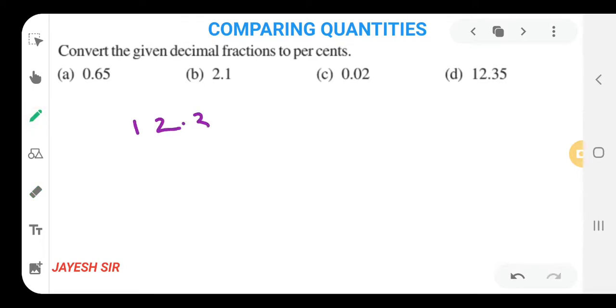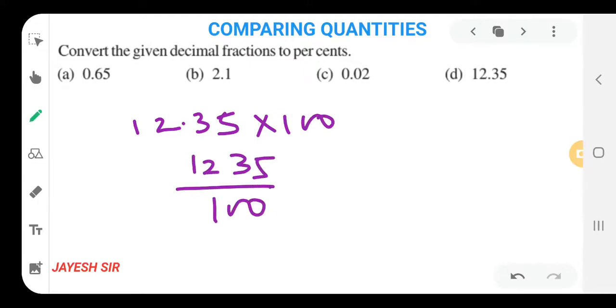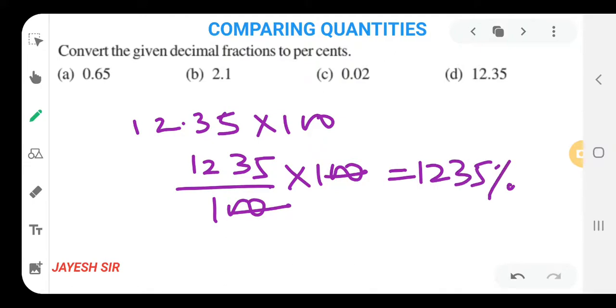Now 12.35 into 100. We want to insert the percentage sign, that's why. So 1235 upon 100 to remove the decimal. Now multiply by 100 for inserting the percentage sign. The 100s cancel. So what is the answer? 1235%. This is the final answer.